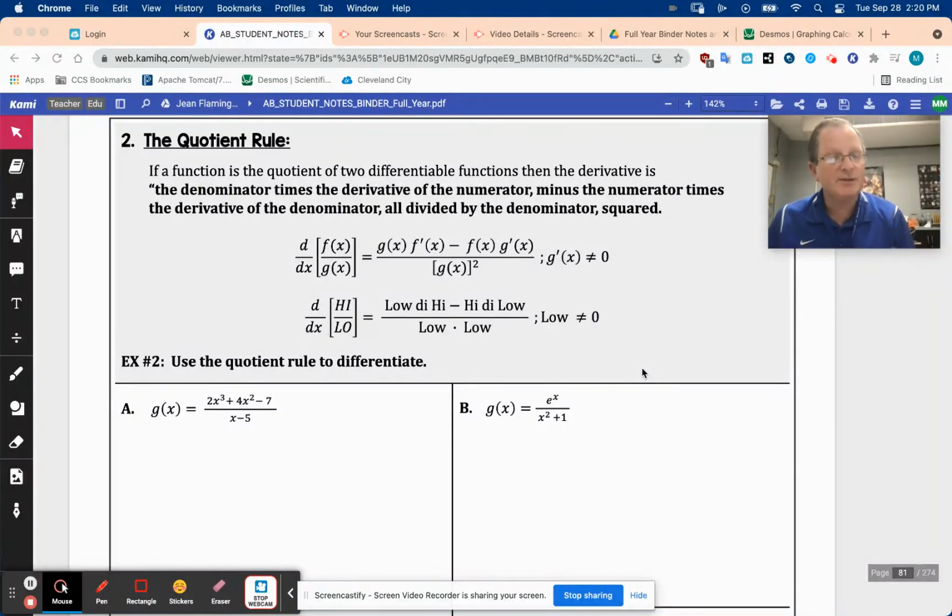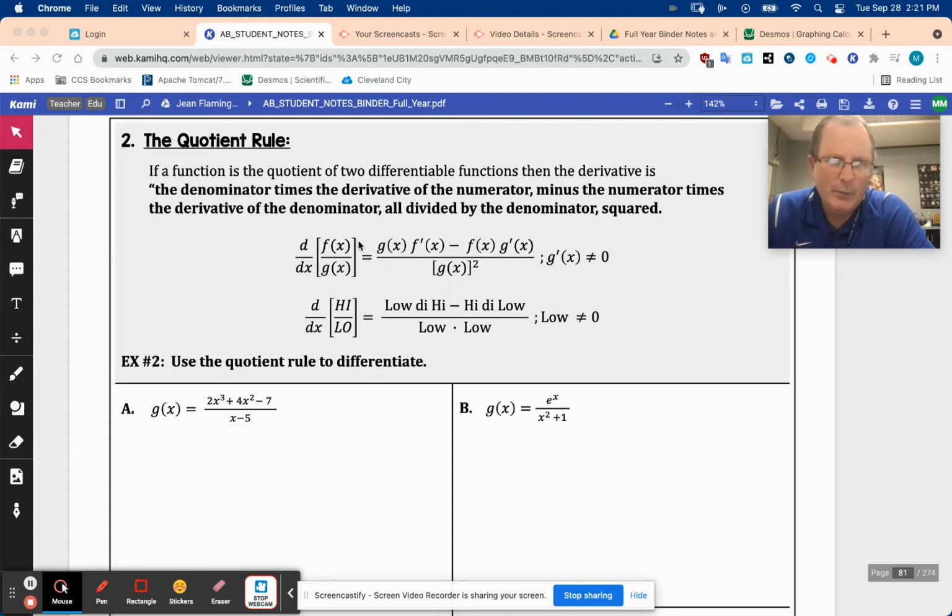Well, hey, if there's a product rule, then there must be a quotient rule. And so it's a weird one. All right, and again, we're not proving things right now. I'm hoping maybe later on we will. But here's the derivative of two functions that are divided.